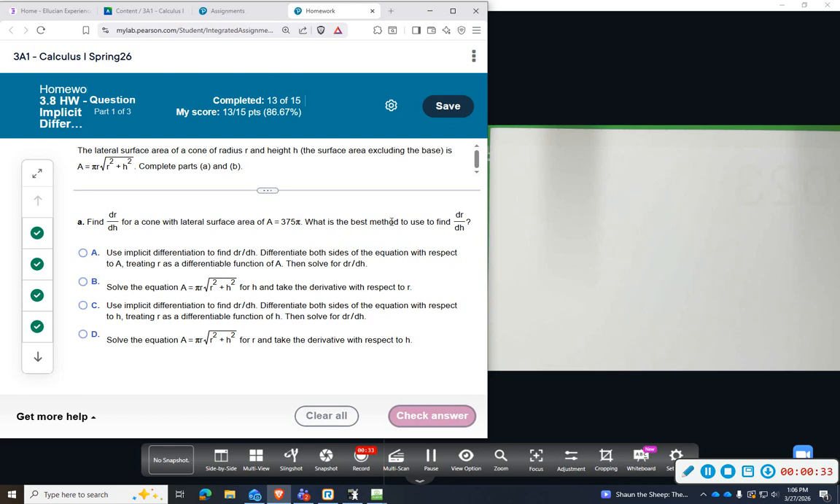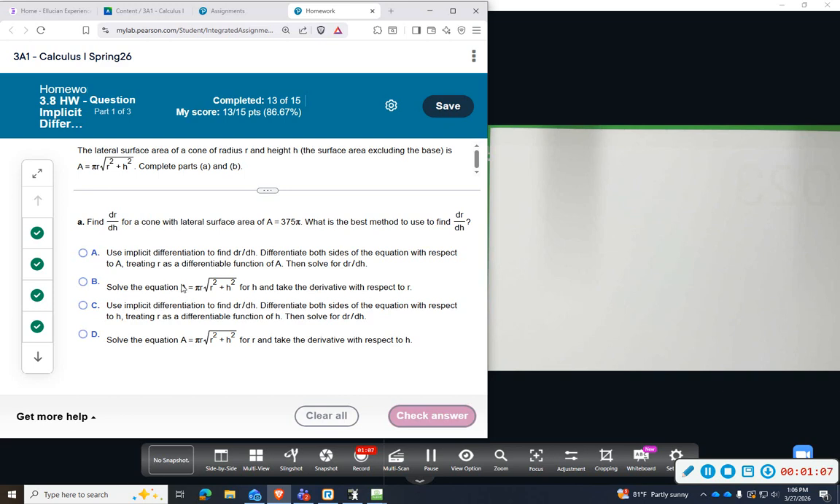It asks what is the best method to use to find dr/dh. This is implicit differentiation. So it says use implicit differentiation to find dr/dh. Differentiate both sides of the equation with respect to A, treating r as a differentiable function of A, and then solve for dr/dh. Since it says find dr/dh, we're finding the derivative with respect to h. So differentiating with respect to A is not right.